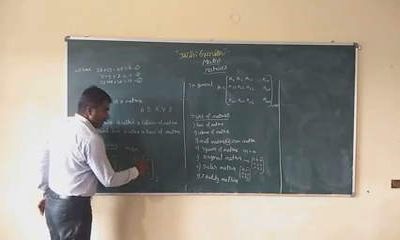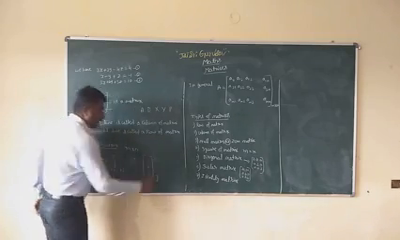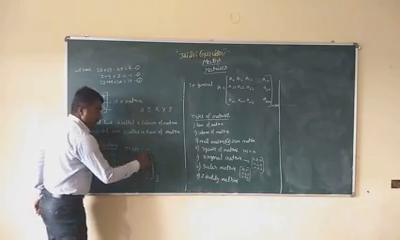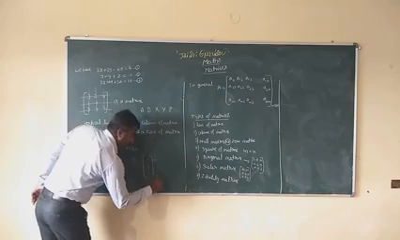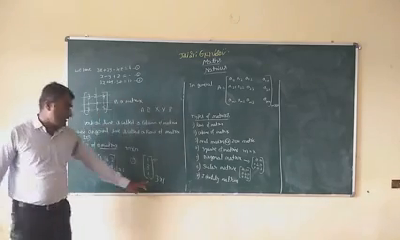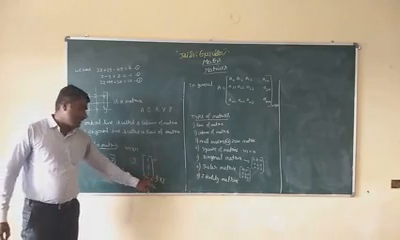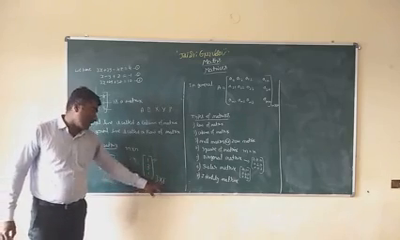How many rows are there? 1, 2, 3. 3 rows. How many columns are there? Only one column. Therefore, 3 into 1. 3 into 1 is the order of matrix. What is the order of this matrix? 3 cross 1 or 3 into 1.